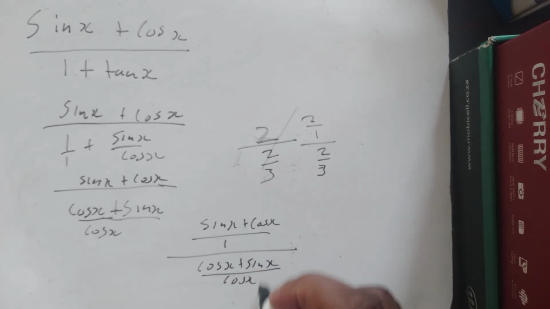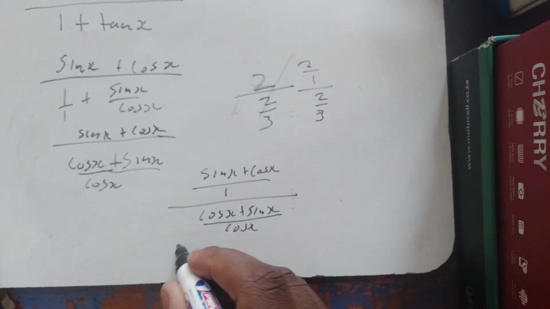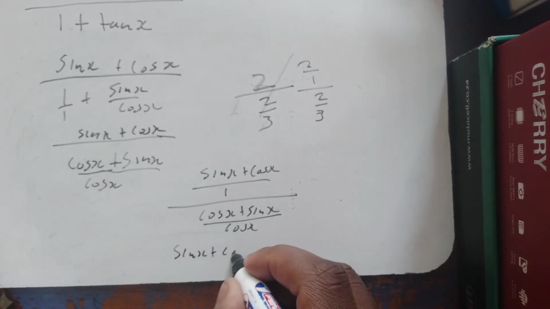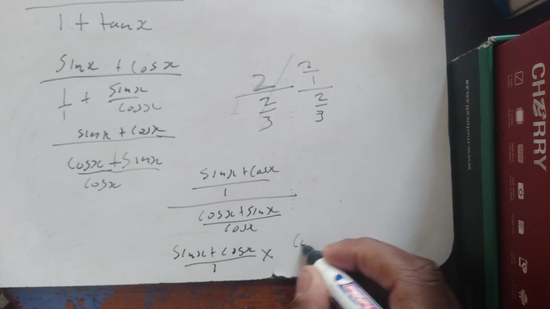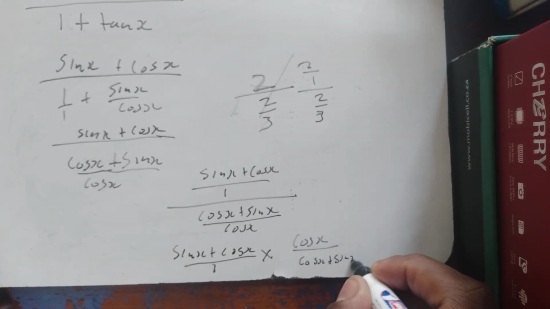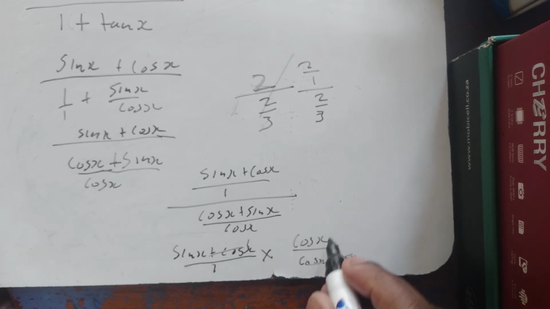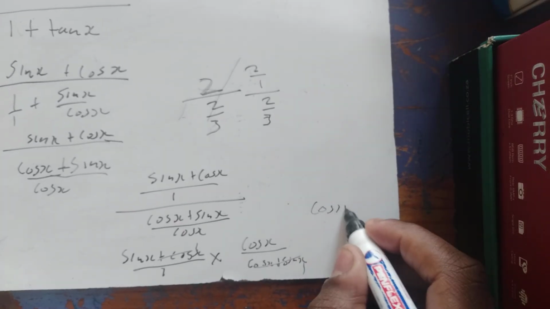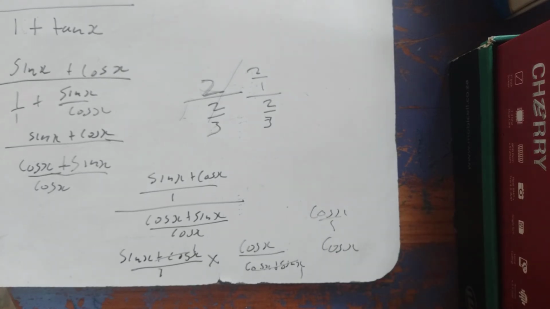And then you know what to do here, right? We tip and times. So this becomes sine x plus cos x over 1 times, now remember, you switch the fraction, so this becomes cos x over cos x plus sine x, and then now this cancels out, and we'll be left with 1 times cos is cos, 1 times 1 is 1, so we'll have cos x over 1, which is still cos x. So that's the result, that's the answer.